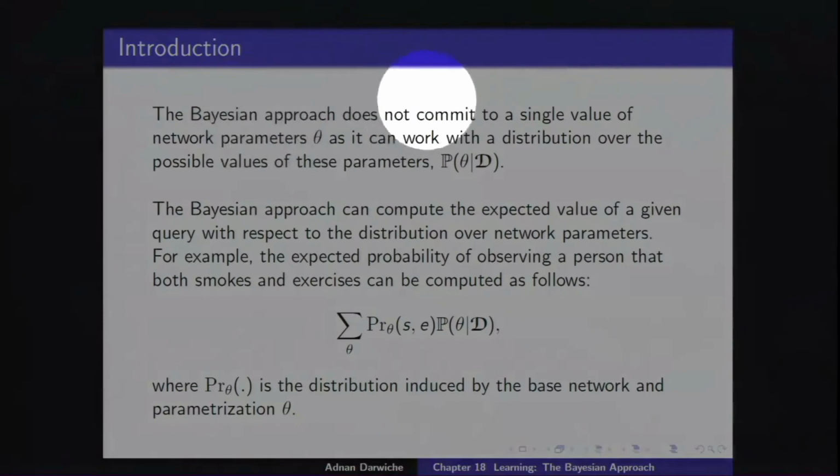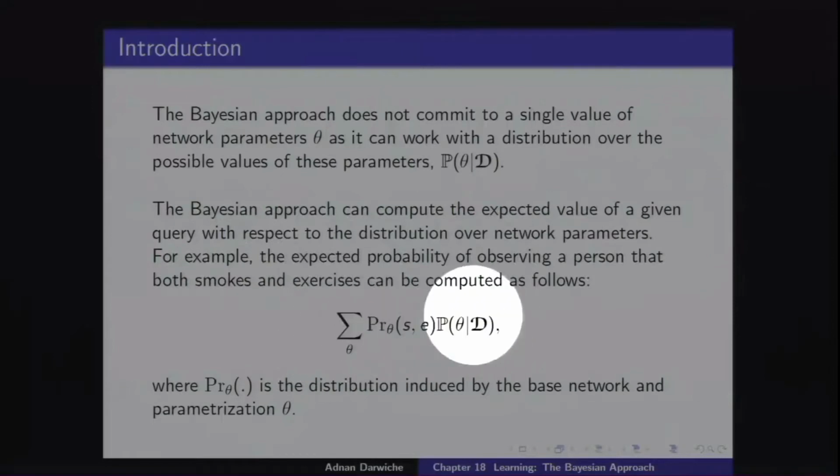In this approach, you really don't need to do that in the following sense. The Bayesian approach does not commit to a single value of network parameters as it can work with a distribution over the possible values of these parameters. Now that I can compute a distribution over these, that already allows me to do certain things without having to go and say, what are the specific parameter estimates? And look, here's the example. The Bayesian approach can compute the expected value of a given query with respect to the distribution over network parameters. For example, the expected probability of observing a person that both smokes and exercises can be computed as follows.